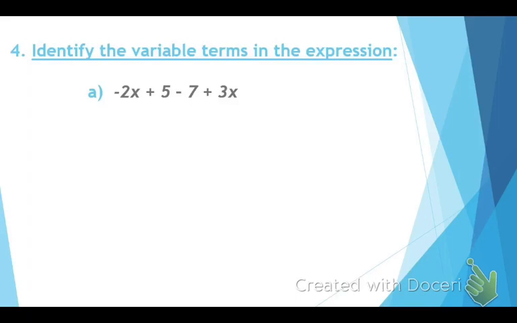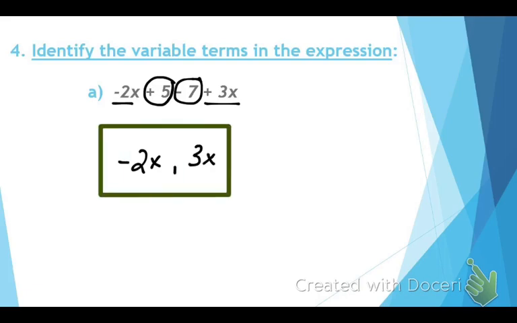If you look at this, even if you were to underline and circle, which a lot of people did, which ones of those are my variable terms? -2x and 3x. All we were doing was identifying, not solving.